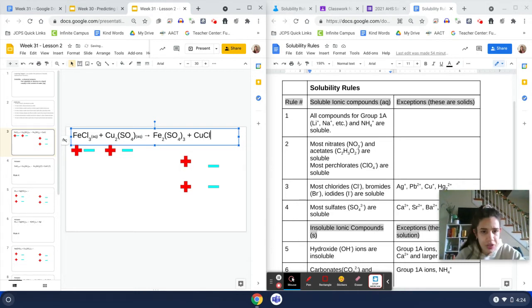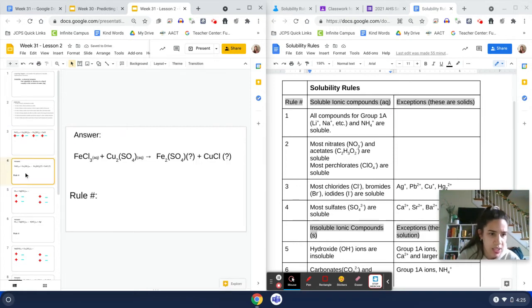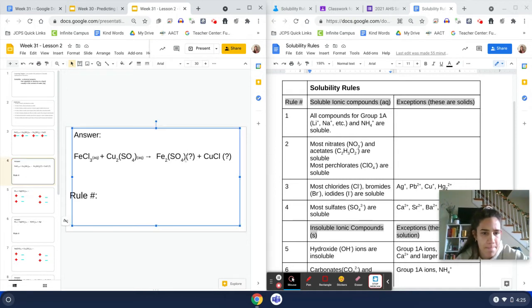There are no subscripts there. Once again, if you would like, you can help yourself visualize this by labeling your compounds with anions and cations. So now that we have this laid out for us, hopefully it will switch slides. There we go. Oh no, I forgot this 3 here. We want to determine what the states of matter are.